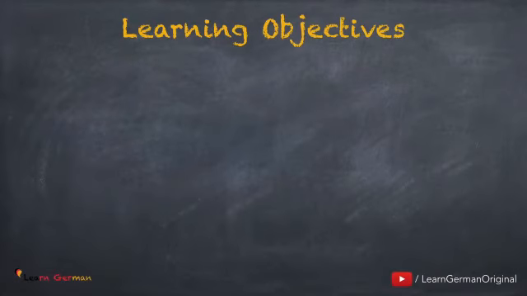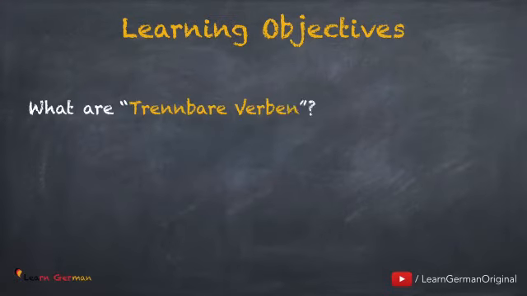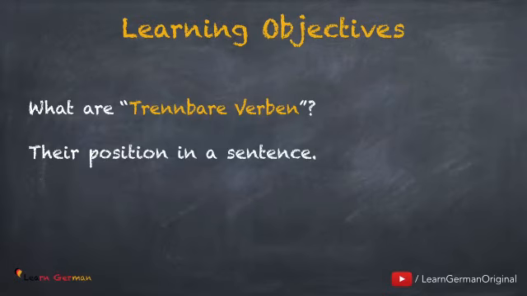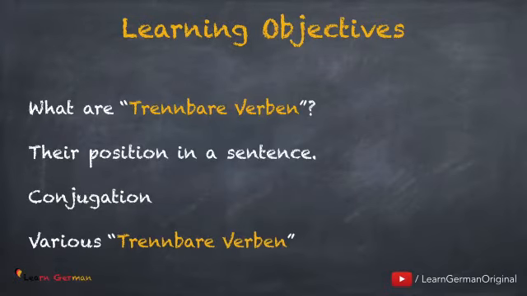Let's first go through our learning objectives. We'll be learning what are trennbare Verben, followed by their position in a sentence. Then we'll be doing the conjugation and we'll be learning the most important trennbare Verben.